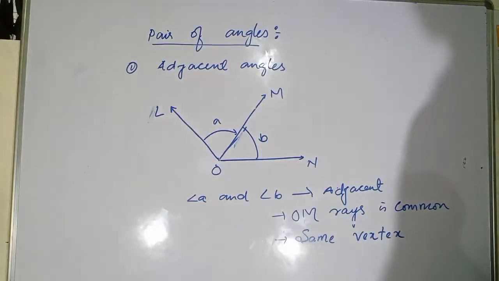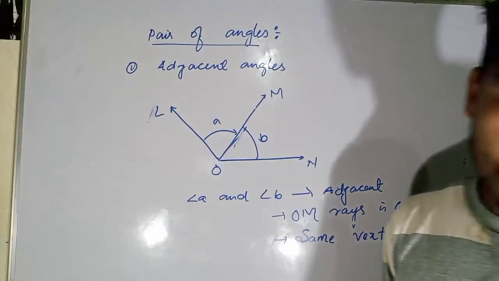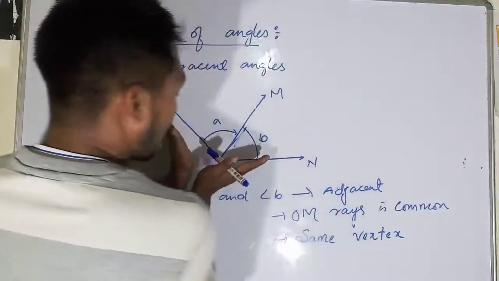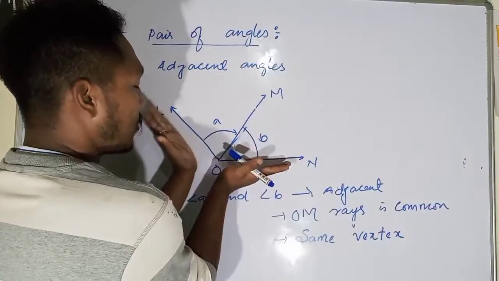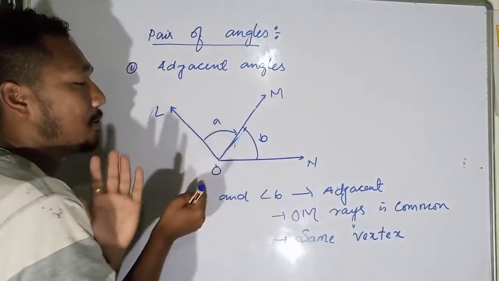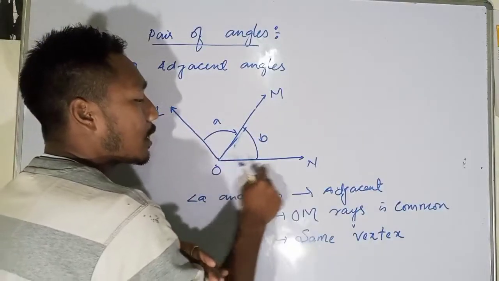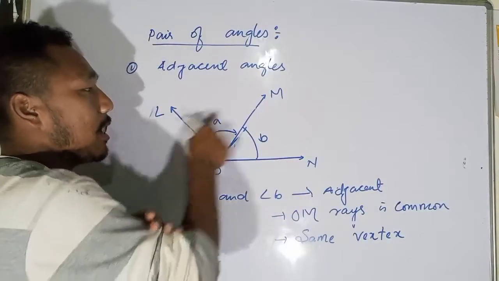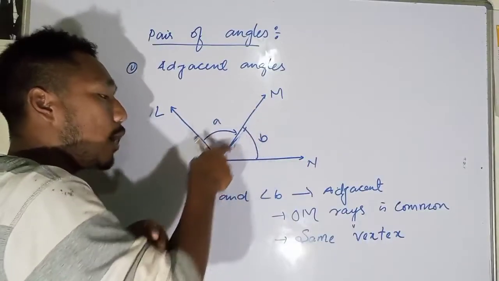That is, one arm is common. The other arms are lying on the opposite sides of the common arm. So one is on this side and another is on that side. One is on the right side, another is on the left side. So these two arms are lying on opposite sides, but the arm OM, or OM ray, is common to these angles.